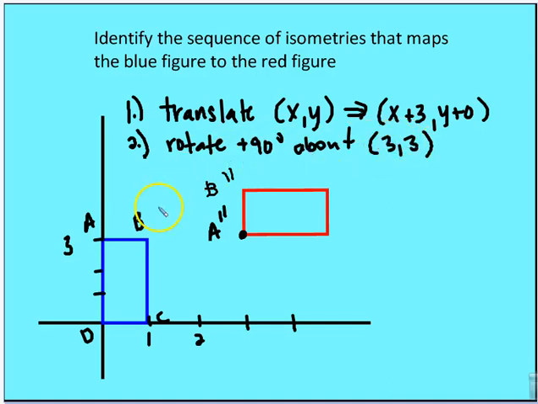Now you could rotate 90 degrees first, but then you would need to change the center of rotation to (0, 3). So just be careful: if you change the order, the sequencing of this composition, you may need to change some of the values that I've identified here. In this case, it would be the center of rotation.